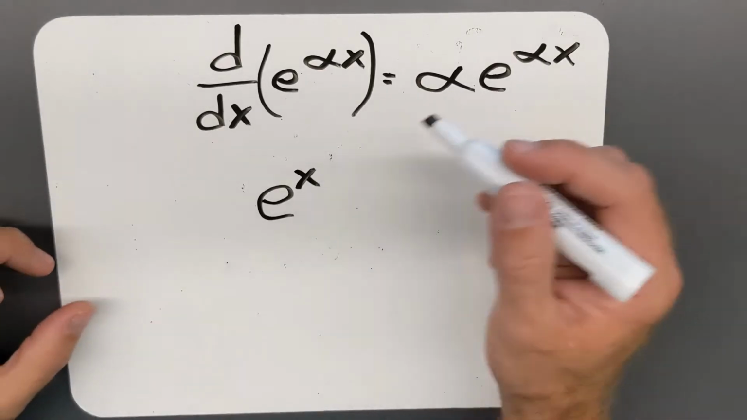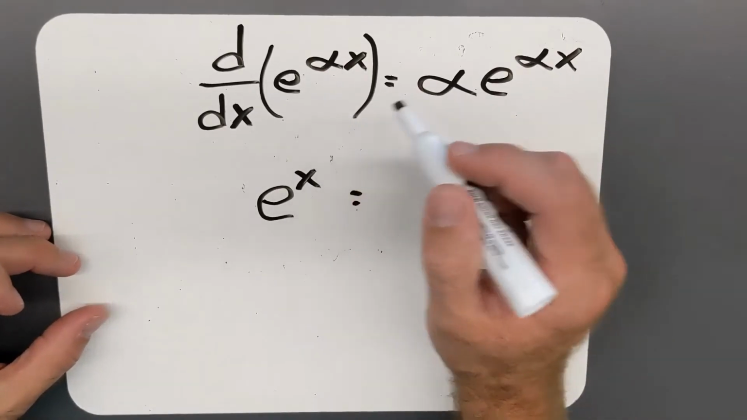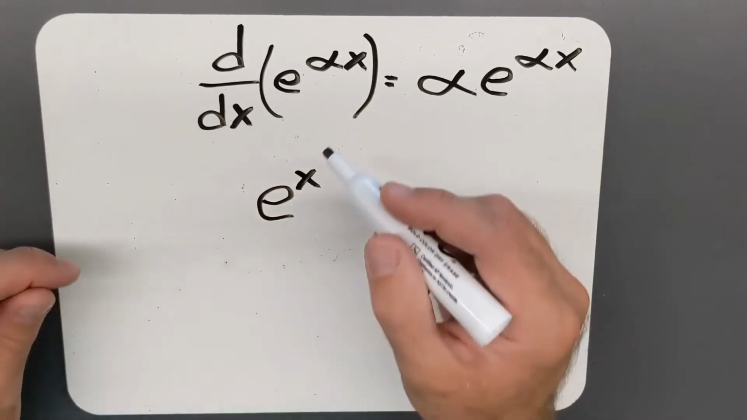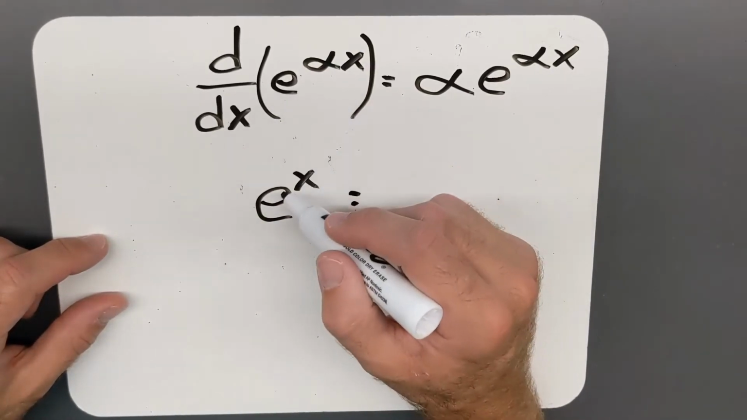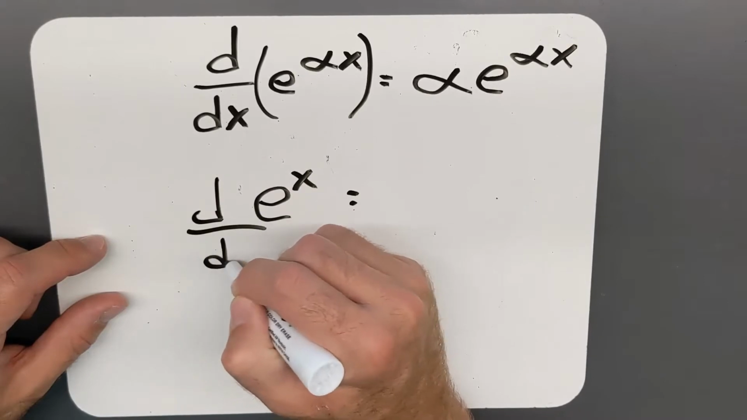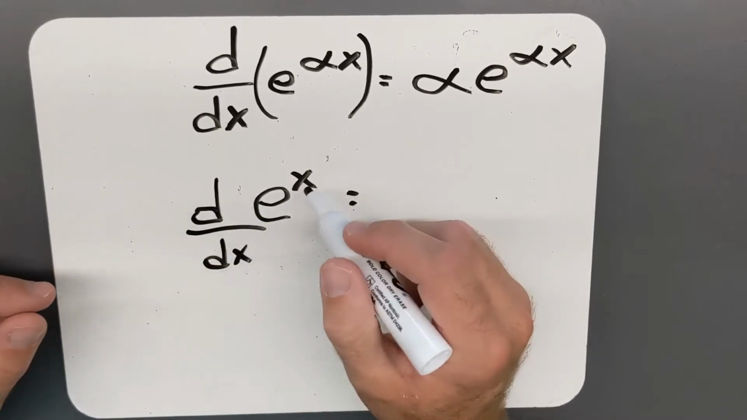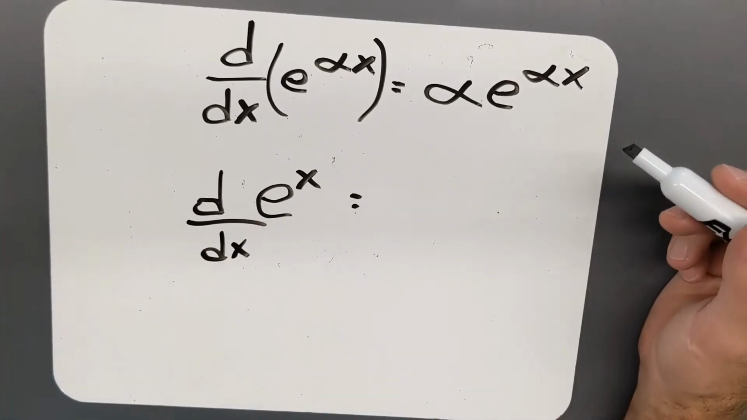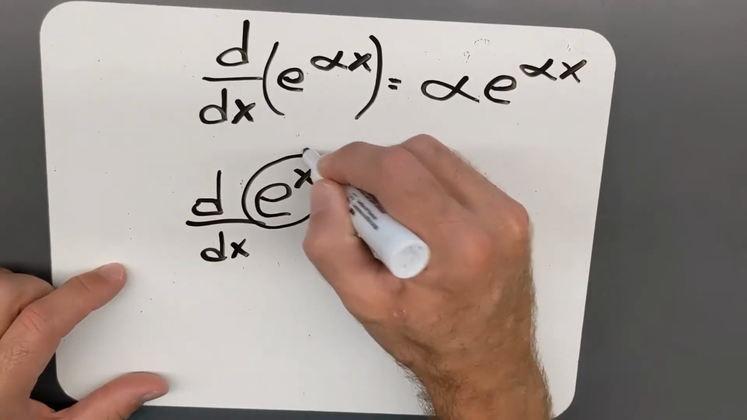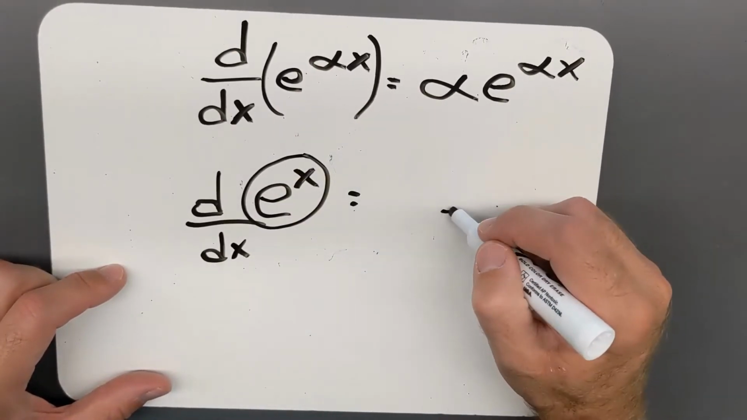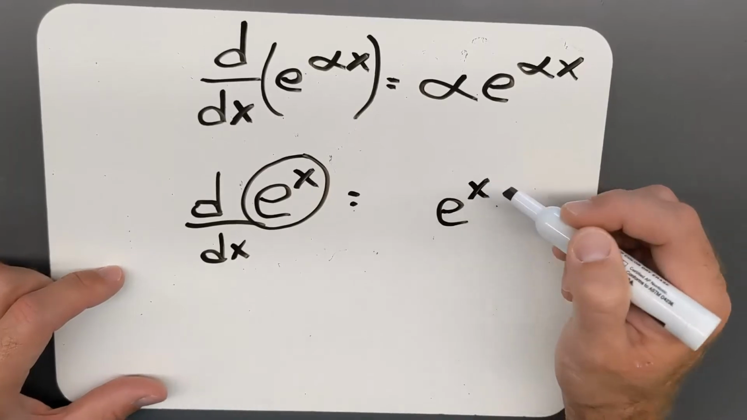So how I like to think of it is, whenever you take the derivative of e to the x or e to the anything, you always copy this down. That's the first thing you do, because that always stays. You don't do anything with that.